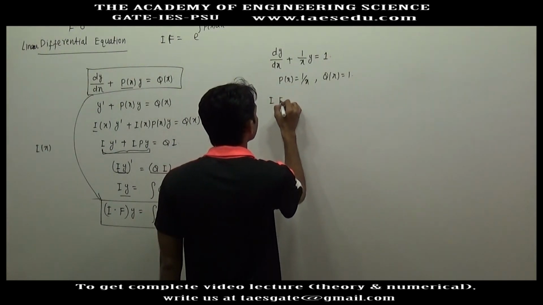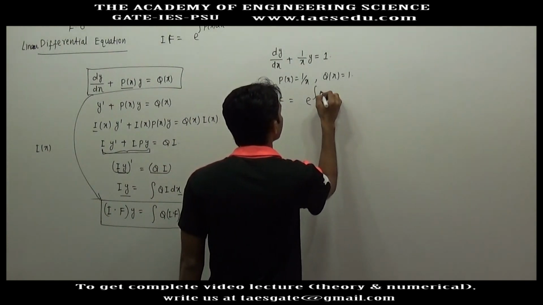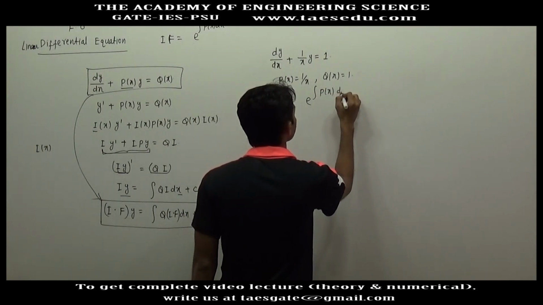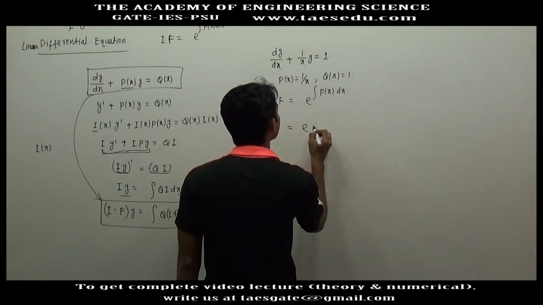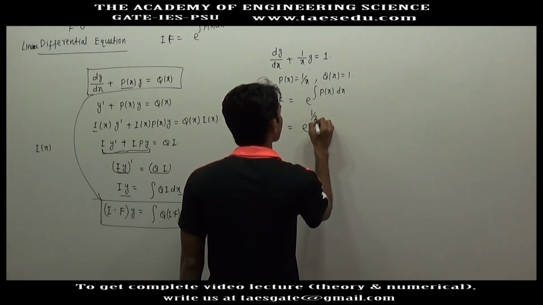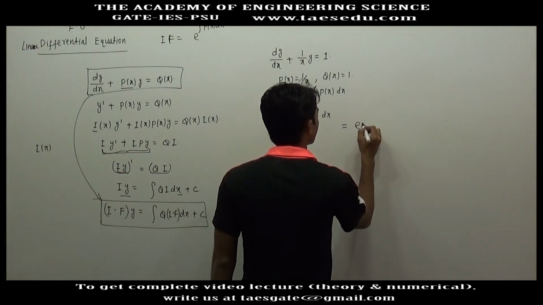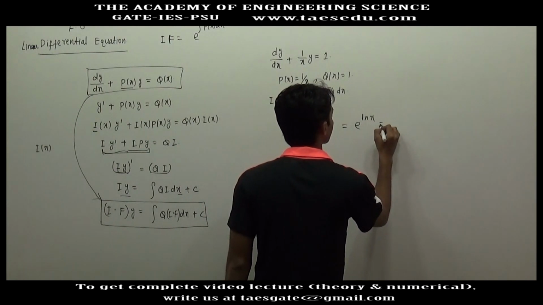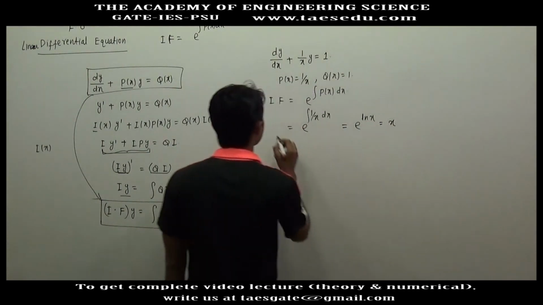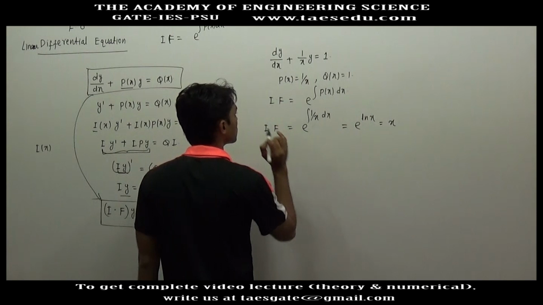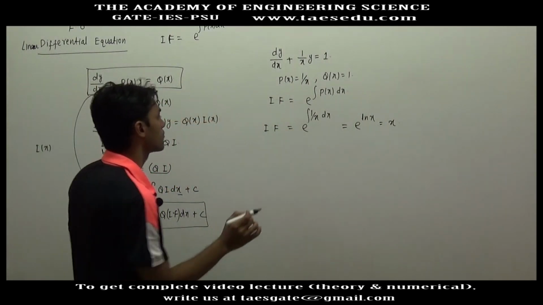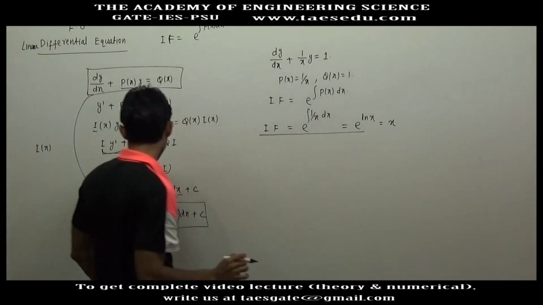Integrating factor is equal to e to power integration of P(x) dx. What is P(x)? It is 1 by x, so e to power integration of 1 by x dx, which is e to power ln x, and this is x. So the integrating factor is x. After finding the integrating factor, we have a formula here.